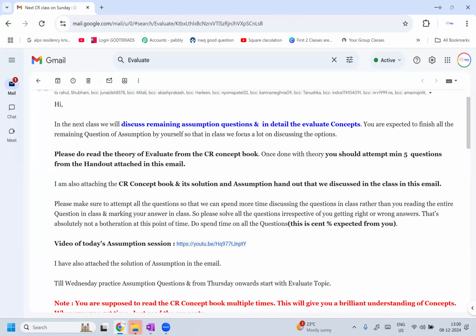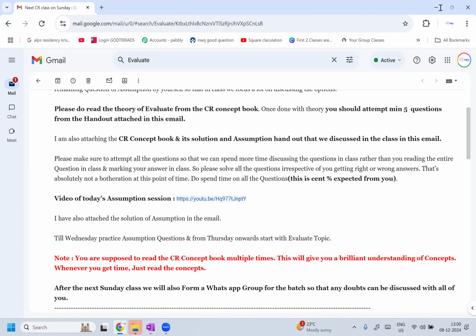Please, please, please. So I'm attaching the CR concept book and the solution and assumptions handout as discussed in the email. So today's handout will also be attached over here. I've already given it to you in the last class, but still I'm attaching the CR concept book again in this mail. I'm attaching the assumptions handout that we are doing again in this mail.